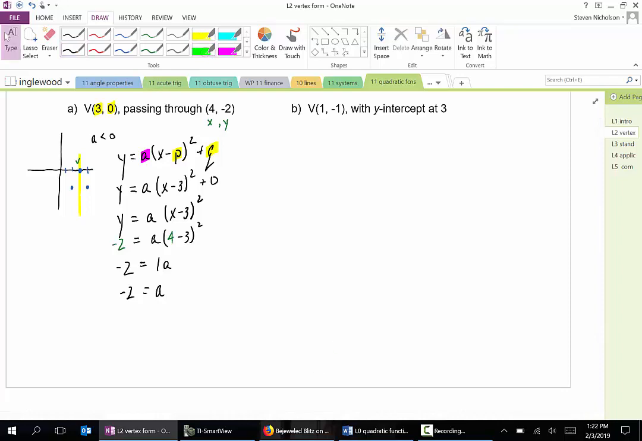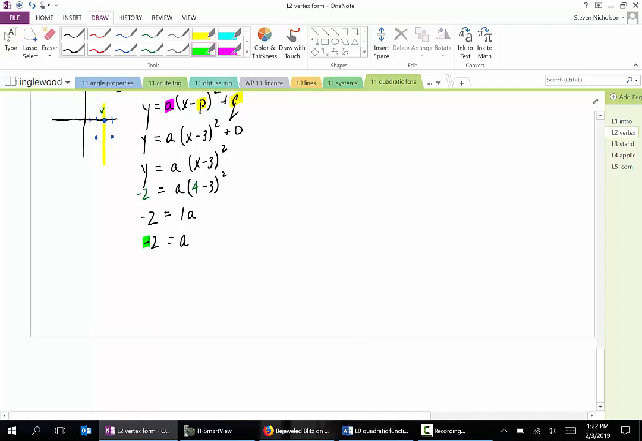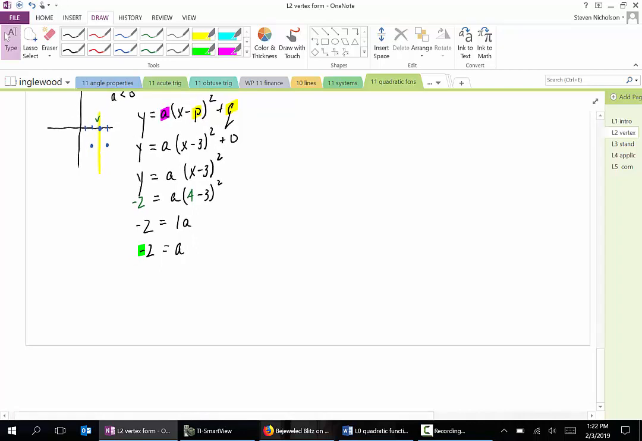Now again, I want to emphasize, by making a quick little sketch, we understood a would be negative. It is negative, so we think we're right. And finally, we just have to write the actual equation. Y is equal to negative 2 times (x minus 3) all squared. And you could put 0 if you wanted, or you could just leave it alone. So here's our going the reverse direction. Instead of A, P, and Q telling us things about the parabola, so we could draw it, we are using information and coming up with the equation.